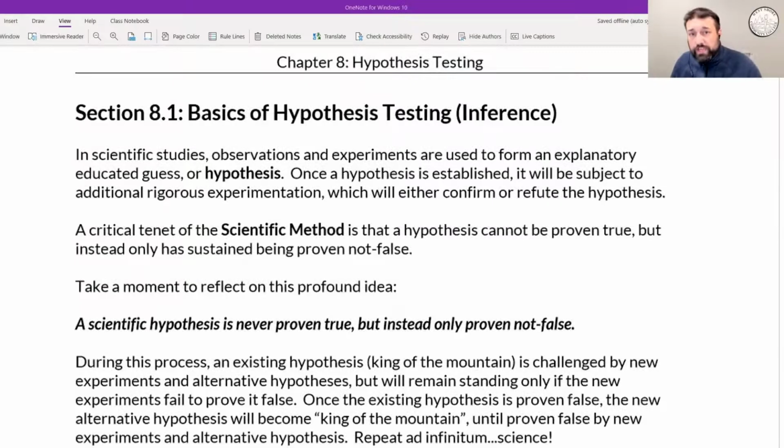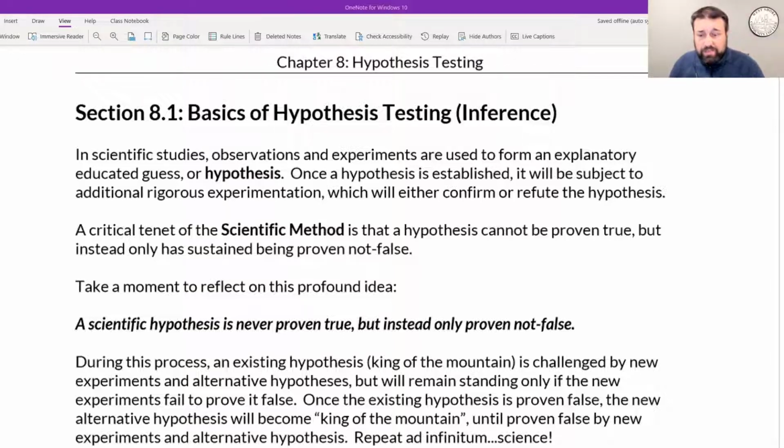This very first section, 8.1. This is a very important section because we walk you through step by step the basics of hypothesis testing. And what you learn here can pretty much be directly applied to 8.2 and to 8.3. So we'll talk about that in a little bit.